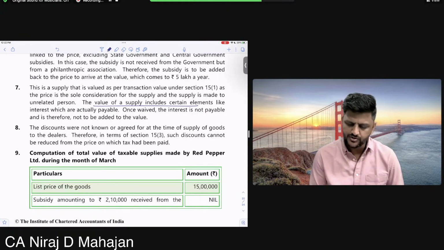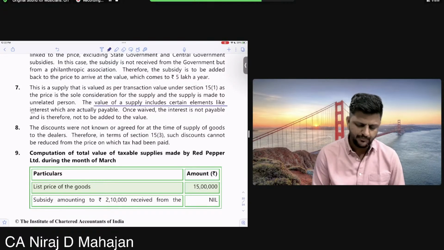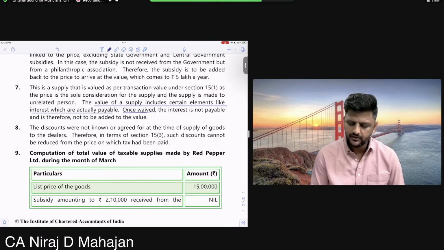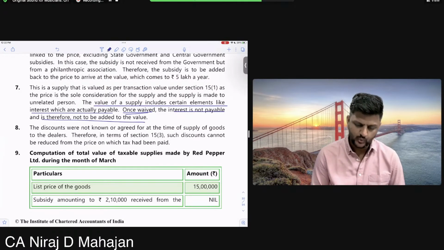The value of supply includes certain elements like interest, which is actually payable. But once waived, the interest is not payable, no? And therefore, it is not to be added in the value. Okay?